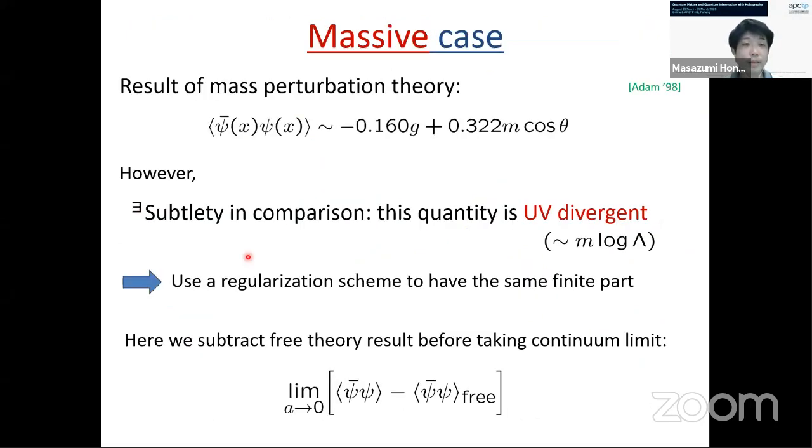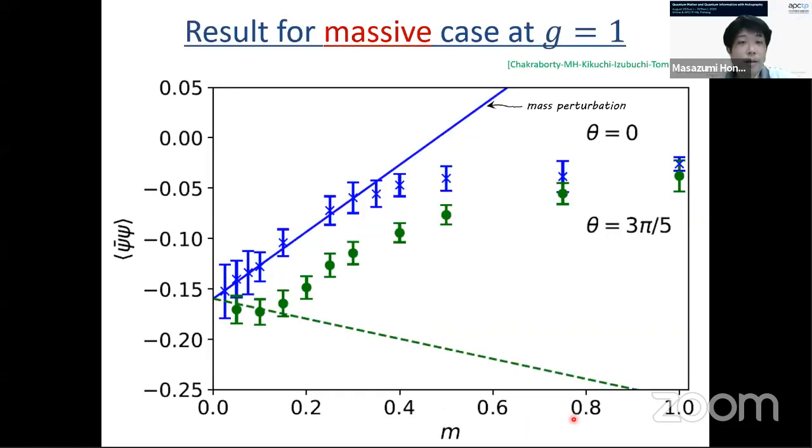Okay, so let's go to the massive case. We don't have an exact result, but we have a result of mass perturbation theory up to order m squared. But there is a subtlety in the comparison, which is that this quantity is UV divergent, with a logarithmic divergence in the cutoff. So we use some regularization. According to the regularization in this paper, we subtract the free theory result before taking the continuum limit.